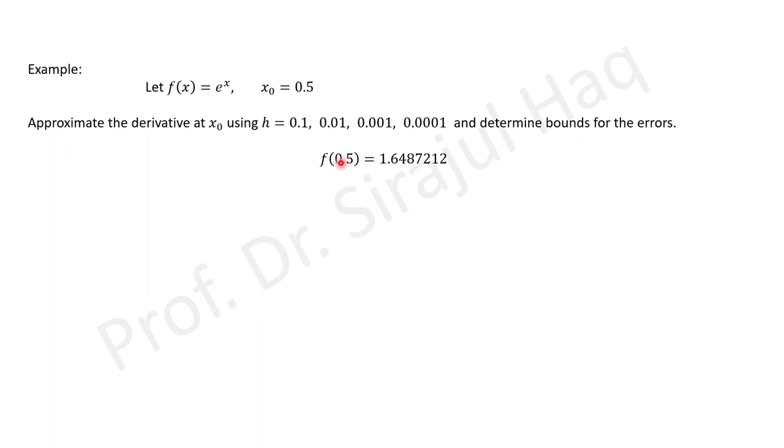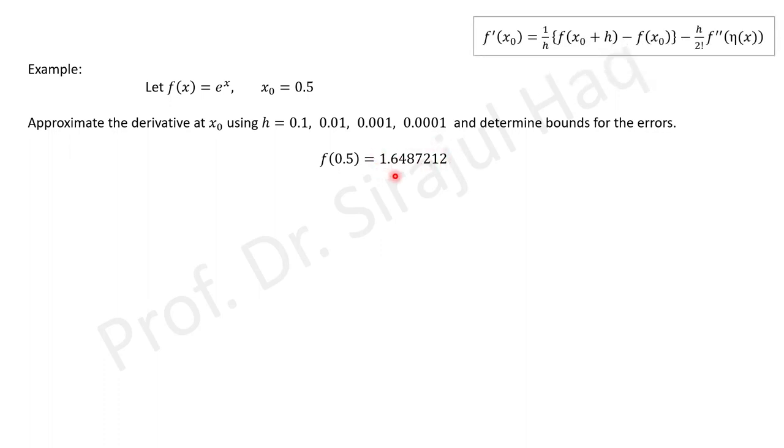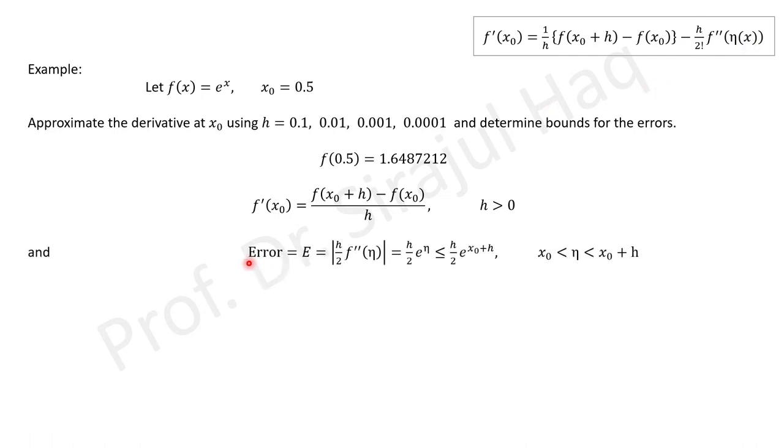So I have f of x naught, so replace x by 0.5, and we get this value. This is the value of f of 0.5. This was the formula which we derived right now. If you look at the formula, you need to find f of x naught plus h. This term is available. We have to find this value. So there will be different cases for different values of h. This is the formula. This is the approximated value which I reproduced over here. This is your error term. The error term is given by this quantity.